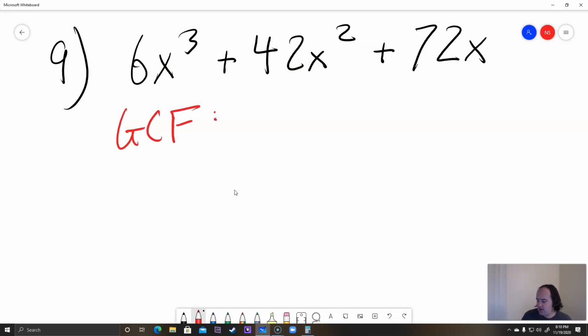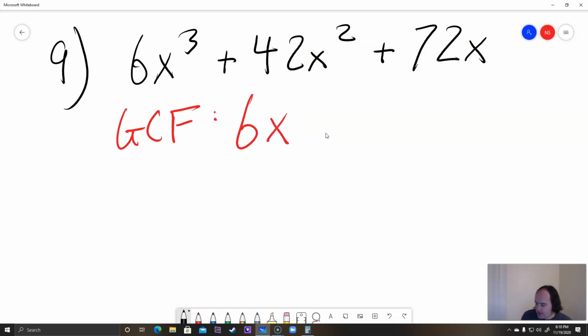So what's the GCF going to be here? Well, looking at the numbers, we want a number that goes into 6, 42, and 72. Well, 6 goes into 6, 6 goes into 42, then 6 also goes into 72 because 6 times 12 is 72. So for our GCF, we're going to have a 6 for the number. And then remember for the variable, since all these terms have a variable, we go for the smallest power that's in common for all of these. So the smallest power in common is x to the first power, which is just this x right here. So our GCF is going to be 6x.